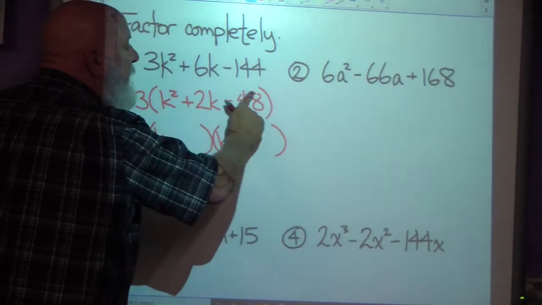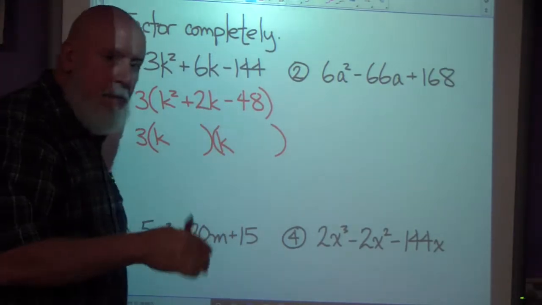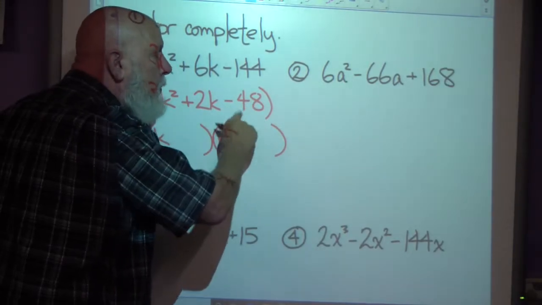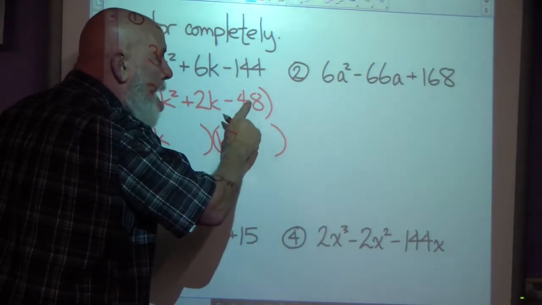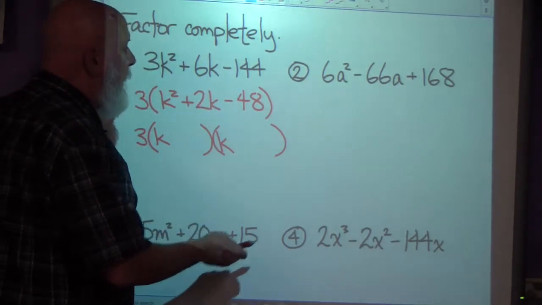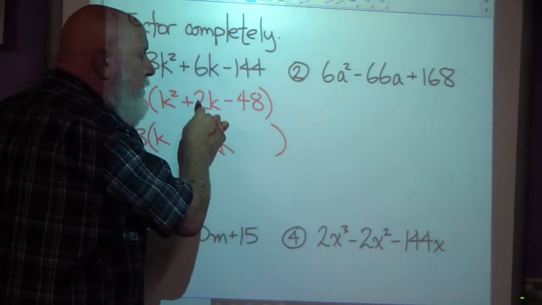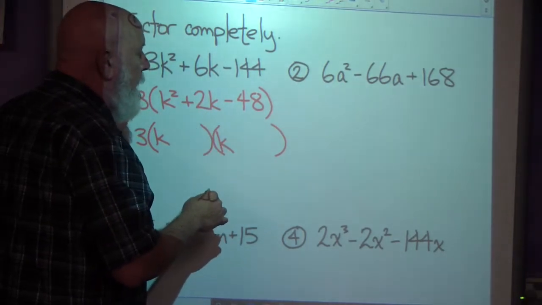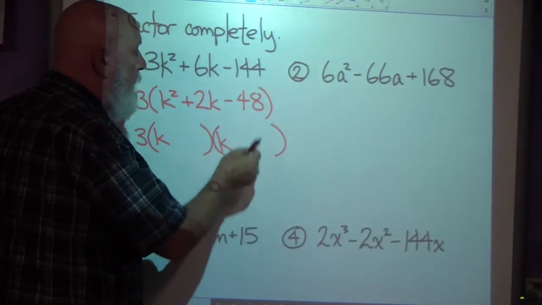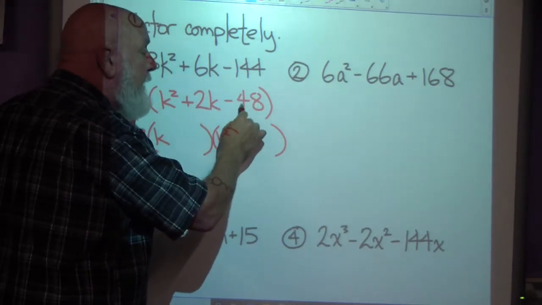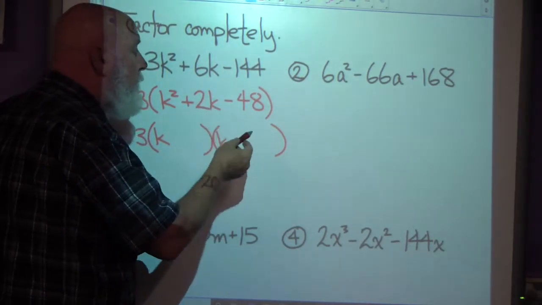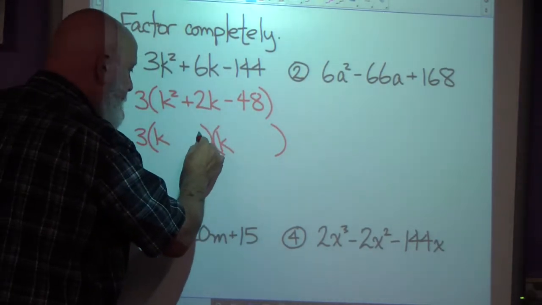Now I'm going to look for factors of 48 that have a sum or a difference of 2. The factors, that's numbers that we can multiply together to give me 48, and those same numbers will add or subtract to give me a 2. So I could try 2 and 24, but those won't add or subtract to give me a 2. 3 and 16 won't add or subtract to give me a 2. But how about 6 and 8? 6 times 8 is 48, and 8 minus 6 is 2. So I'm going to try 8 and 6 and see how that works.